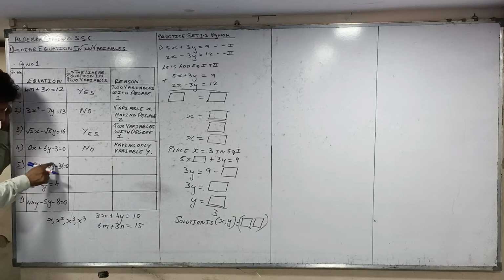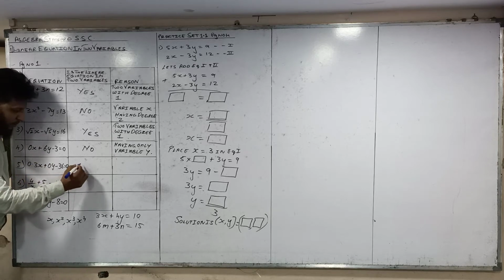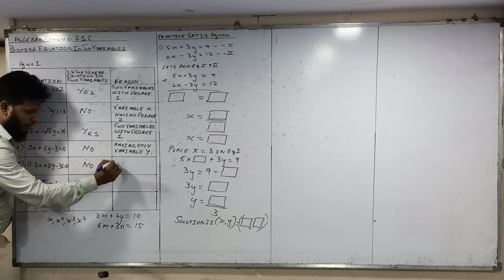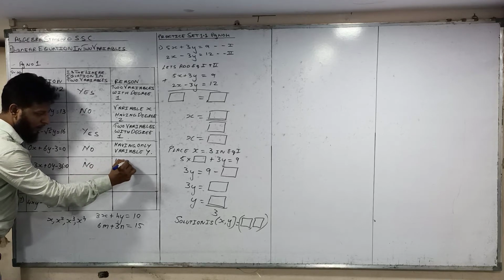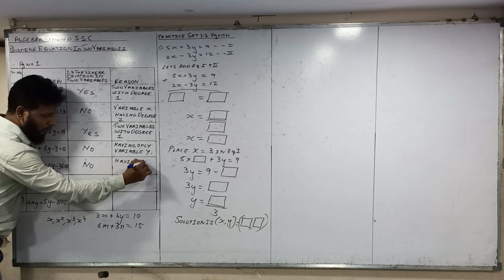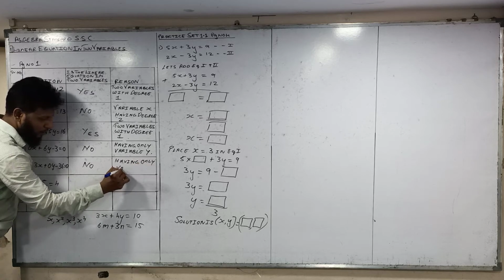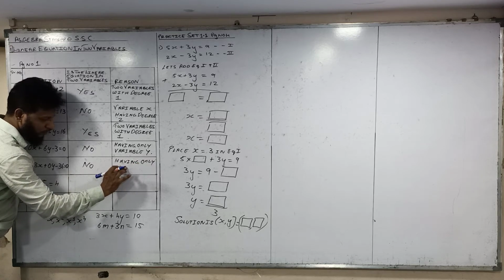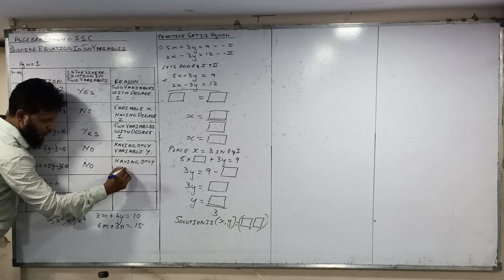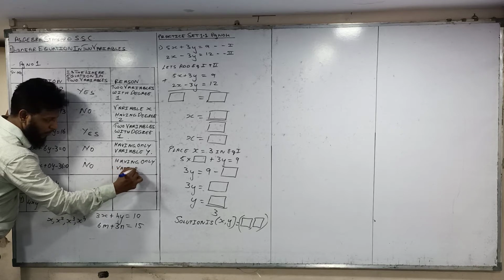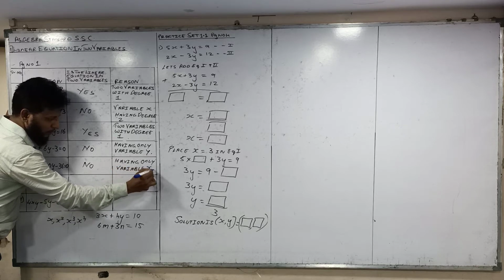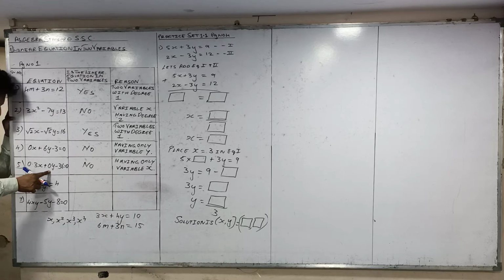Here also 0y, this value will become 0. So 0.3x, no. It has only variable x. Okay, this value will become 0.